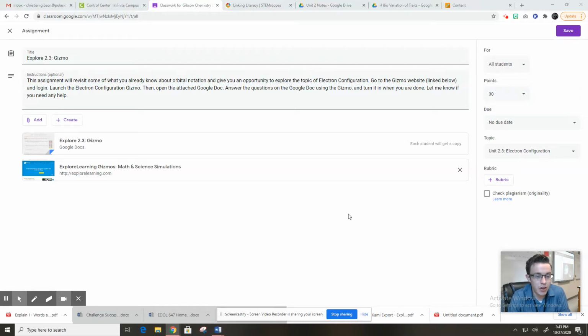So for this assignment, you guys will be doing a Gizmo about electron configuration. Not only will this revisit some of what we learned about orbital notation, but it's going to give you the opportunity to start exploring the idea of electron configuration, which is another way to express an element's electrons following the quantum mechanical model. I honestly think this is a little bit easier than the orbital notation because you're not drawing boxes and arrows and whatnot. With electron configuration, you're just writing the number of electrons. So let's dive in and see what's going on.